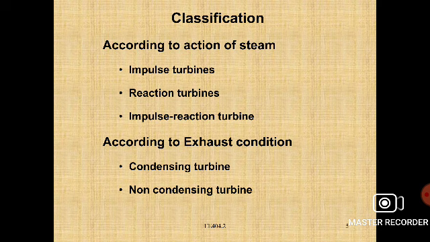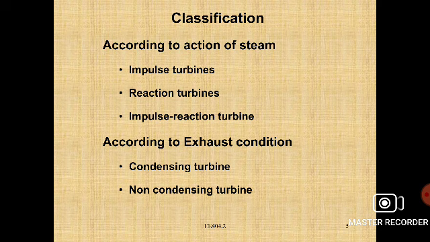According to the exhaust condition of steam: in a condensing turbine, steam is exhausted at a pressure less than atmospheric. In a non-condensing turbine, the pressure of exhaust steam is greater than atmospheric pressure. Next one, according to the initial condition: low pressure turbines are generally classified from 1.2 bar to 2 bar only.